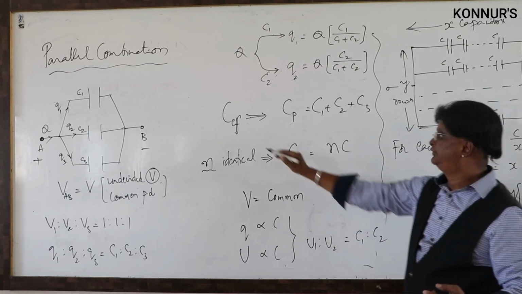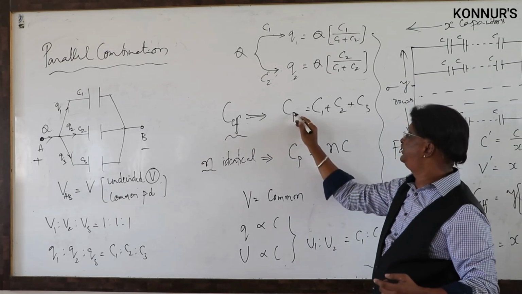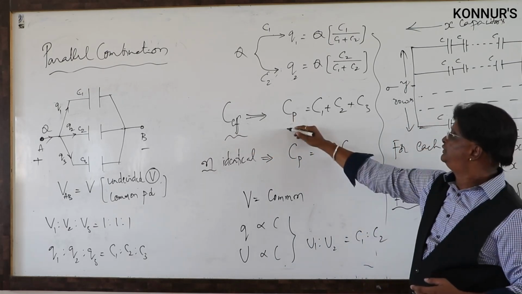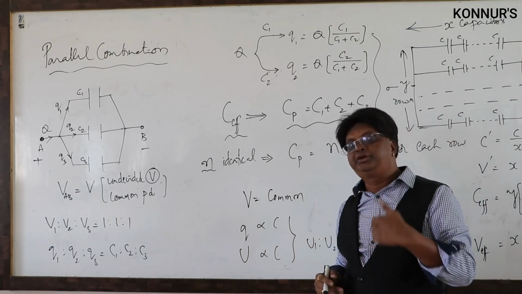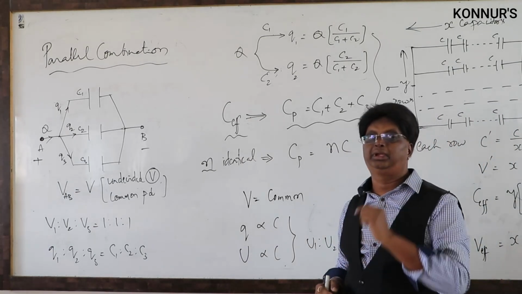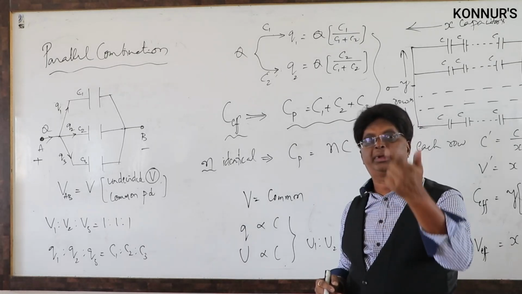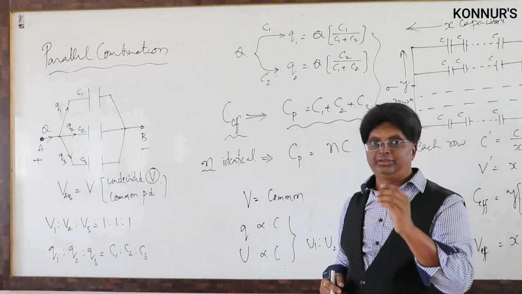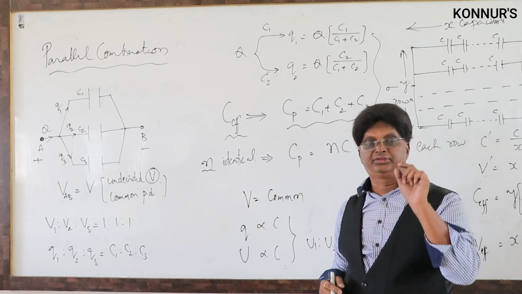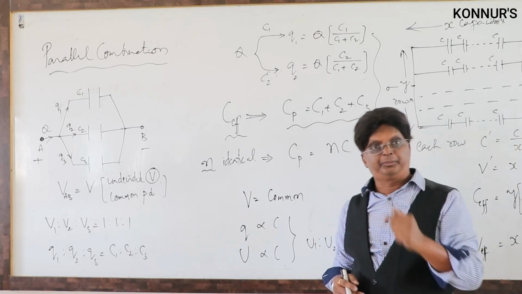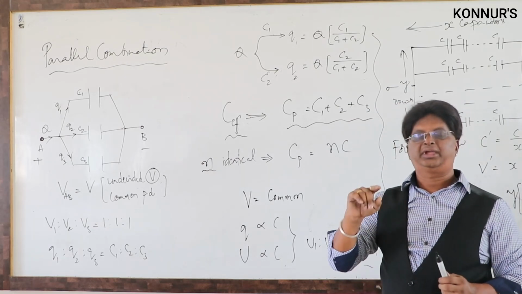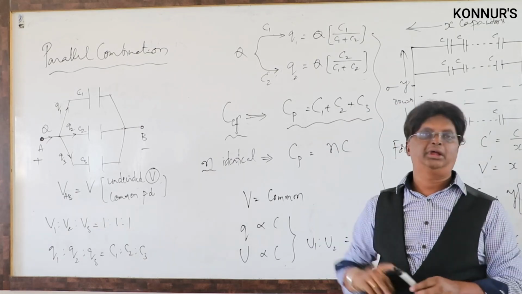Now look at this effective capacity. I am writing it as C_P for parallel. You will see capacity is increasing. C1 plus C2 plus C3, what does it mean? It will be greater than the highest capacity in the group. Earlier, in the case of series combination, the effective capacity is less than the least value. Now in the case of parallel combination, the effective capacity will be greater than the highest value.